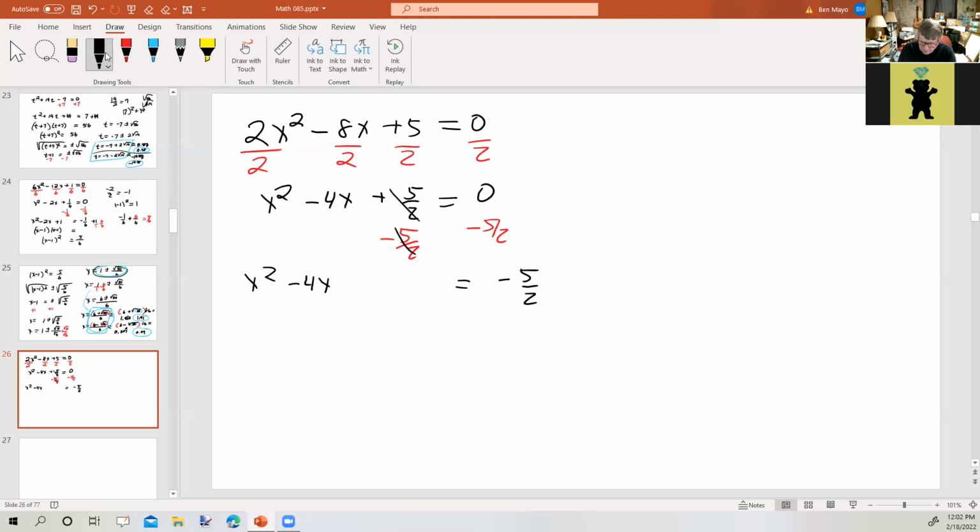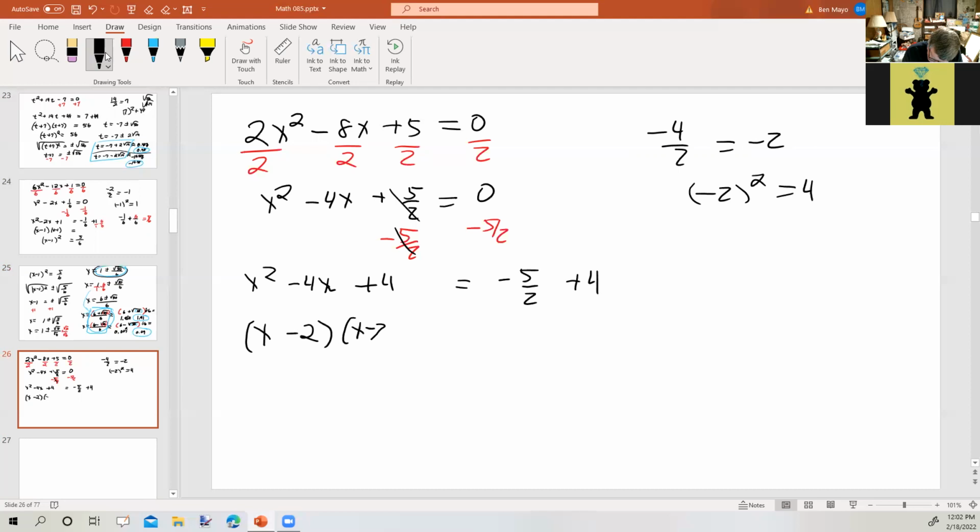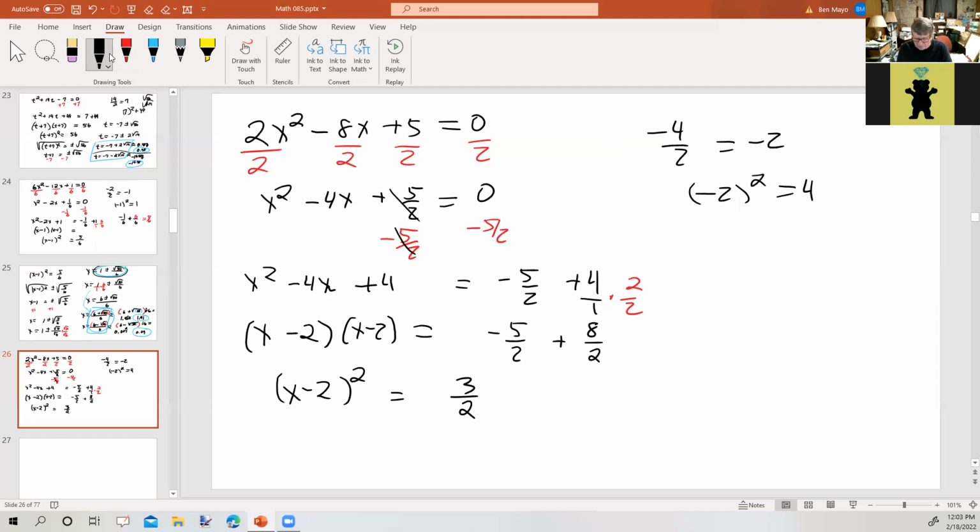I take the coefficient of x, I cut it in half, I square the result, and I add the result to both sides of the equation. On the left side, I have x minus 2 times x minus 2, which is x minus 2, the quantity squared. On the right side, my common denominator would be 2. So I'm going to multiply the 4 over 1 by 2 over 2 to get 8 over 2. And negative 5 halves minus 8 halves is positive 3 halves. So now I've got my perfect square.